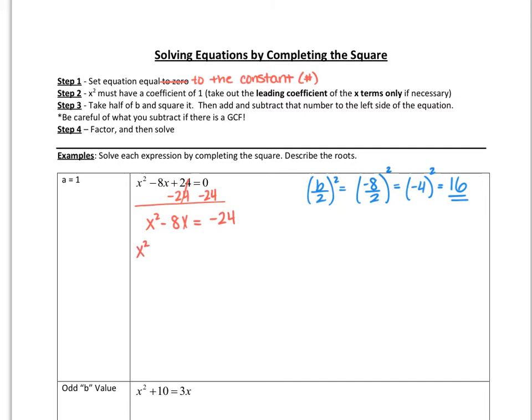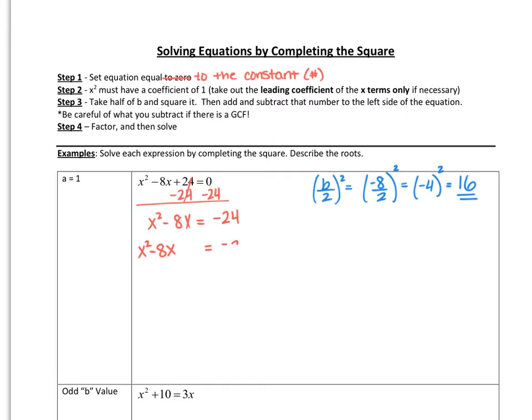So we can go ahead and say x squared minus 8x, leave some space, equals -24. So what we're going to do is add that value, so plus 16, and we're going to add it to the other side as well to make it even. Whatever I do to one side, I have to do to the other. So just to modify these steps up here, I wrote here, then add and subtract that number to the left side of the equation. That's one way to do it.